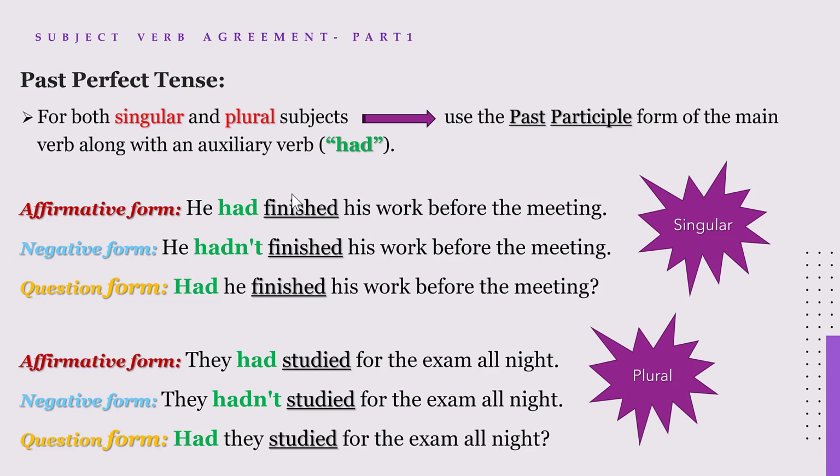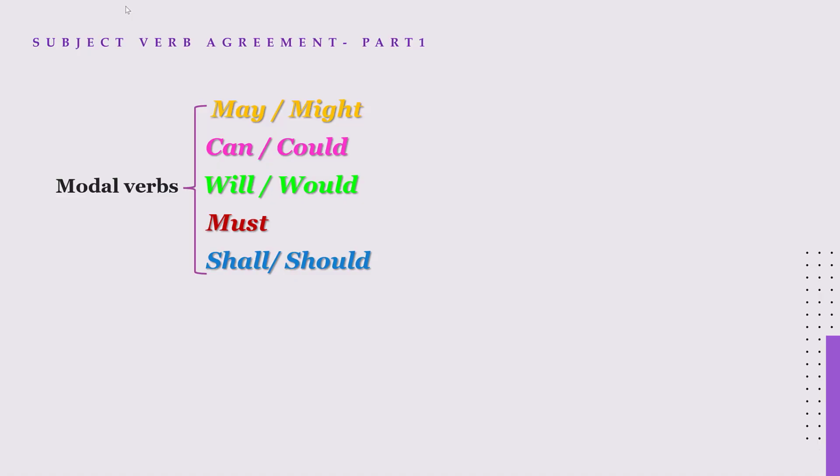Let's keep going on with modal verbs. Modal verbs like may or might, can or could, will or would, must, shall or should are also auxiliary verbs. They help the main verb in the sentence, but the subject-verb agreement rules are different with modal auxiliary verbs.